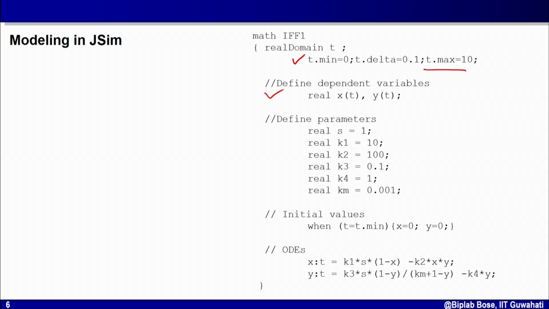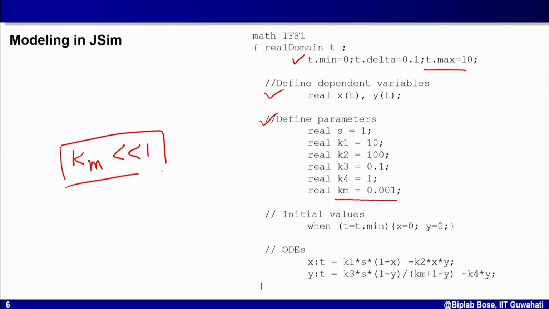You have defined two dependent variables, x and y, in this case. Remember, my input signal is s, and the output signal is the steady state value of x. And you have defined the parameter values. Note here, I have considered km equal to 0.001. If you remember, in the algebraic calculation that we discussed earlier, we considered a simplification where km is much smaller than 1.